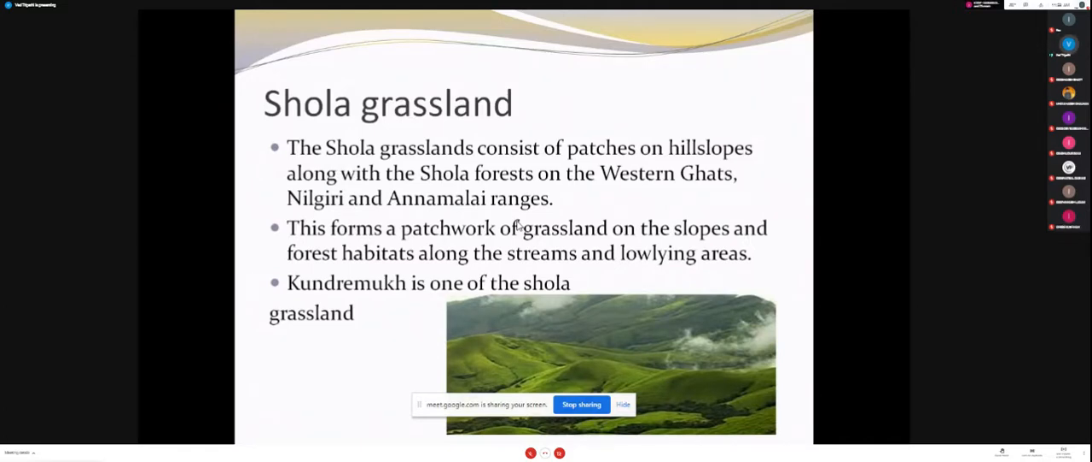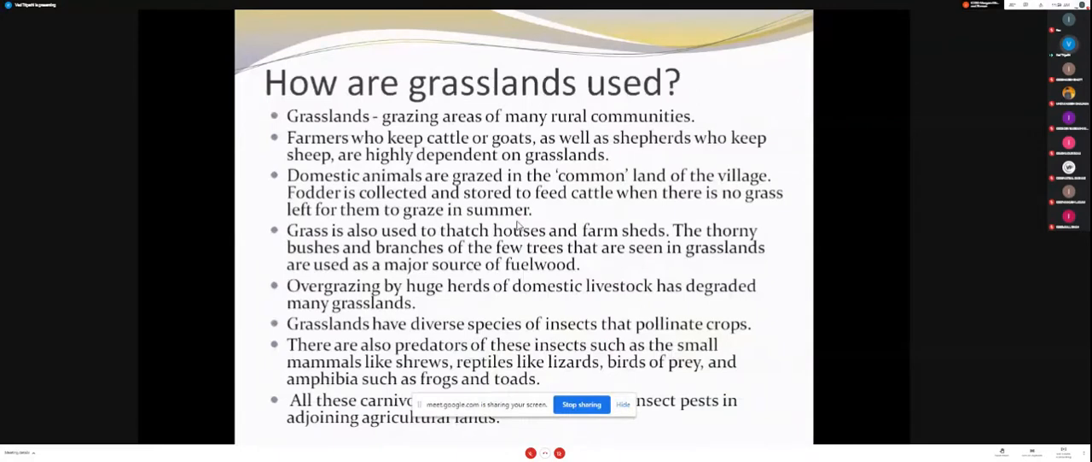the streams and water bodies in the low-lying areas, not at very high altitudes like the Himalayan pasture belts, but yes, at relatively lower altitudes, Shola grassland is found. Kudremukh is one of the Shola grasslands. Kudremukh is an area in Karnataka that has huge deposits of iron ore. Okay, and Shola grasslands have been degraded because of such mining activities.